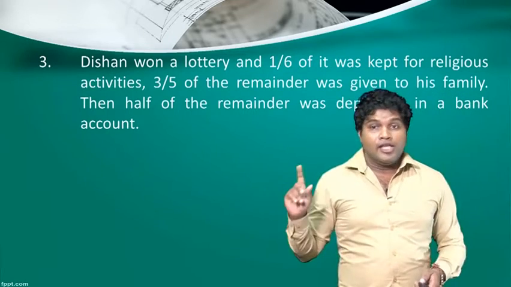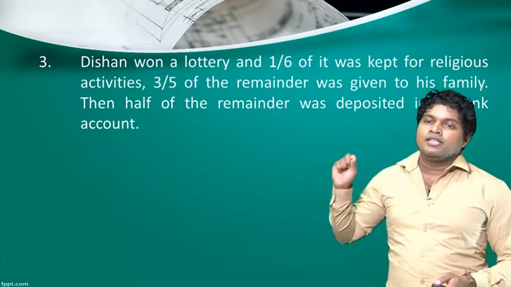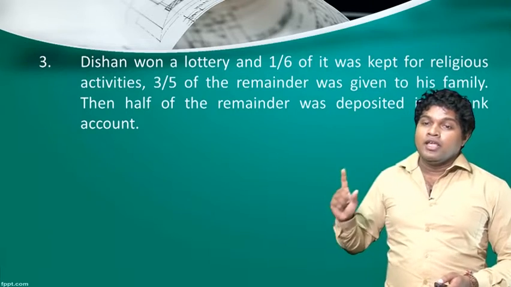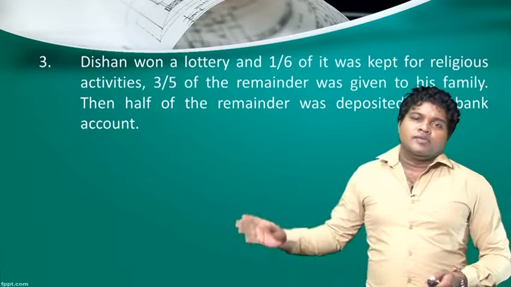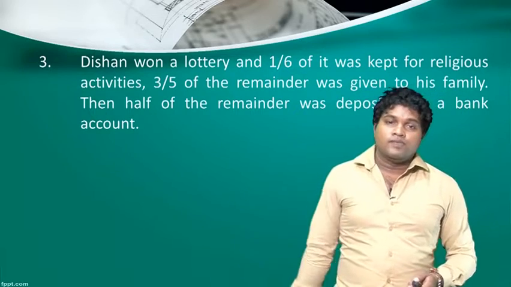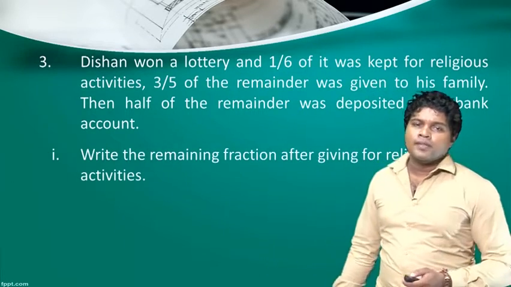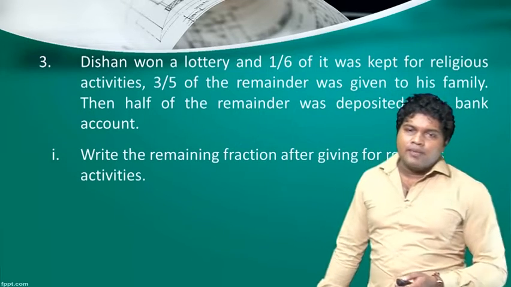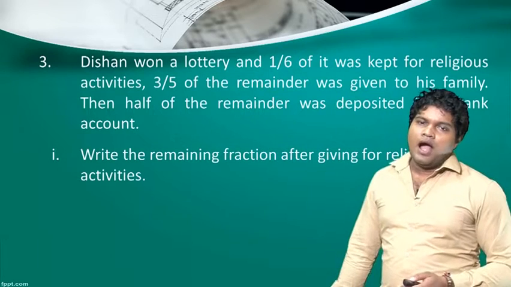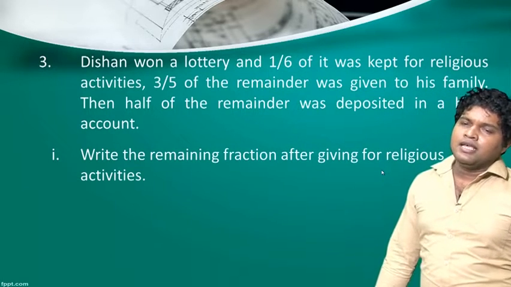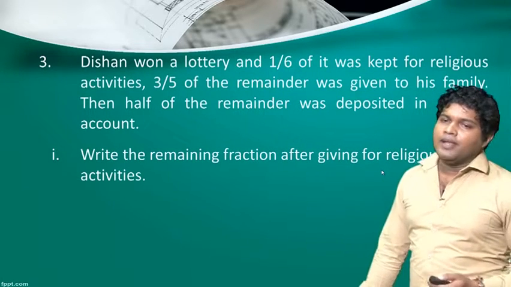Okay, I explained that. Without starting this question, I explained more and more. I think you may have heard that. Religious activities, and 3/5 of the remainder was given to his family. You see, the first question: write the remaining fraction after giving for religious activities. That's what I explained.